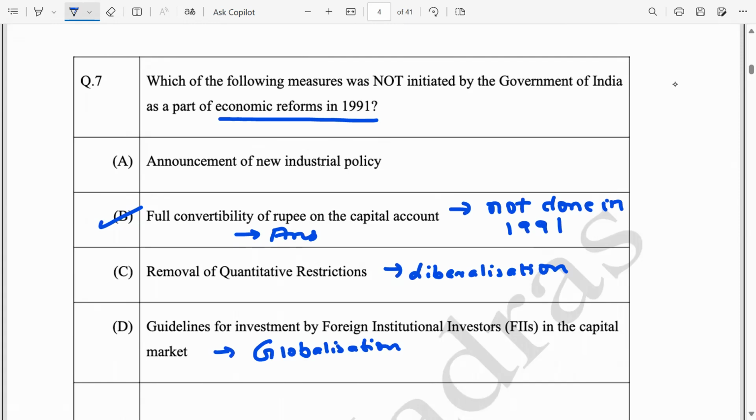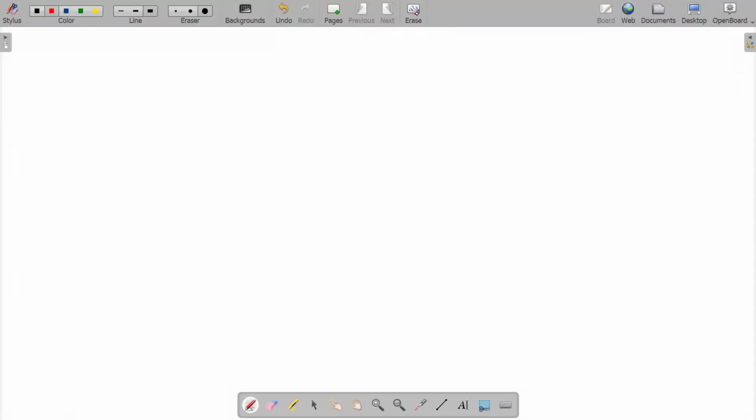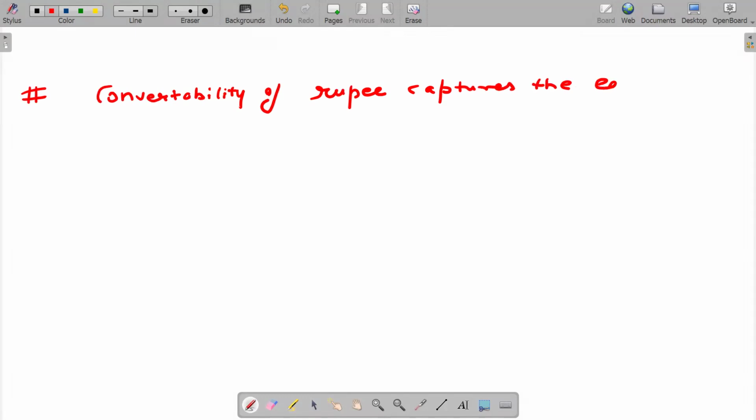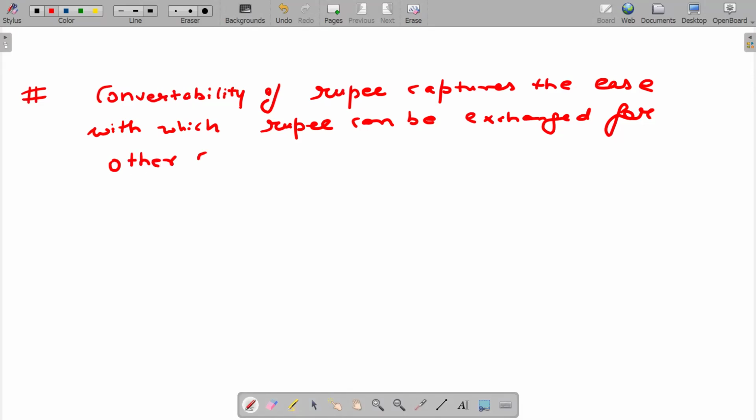Okay, so this is my answer for this particular question, where I'm just quickly coming to the whiteboard to explain to all students what is meant by convertibility. I can write that convertibility of rupee captures the ease with which rupee can be exchanged for other currencies or gold. Okay, so this is a conceptual note which all students should write.